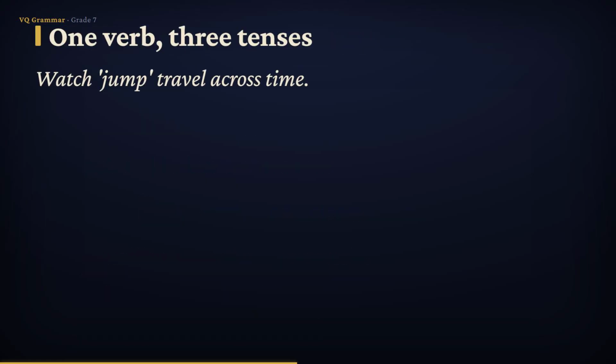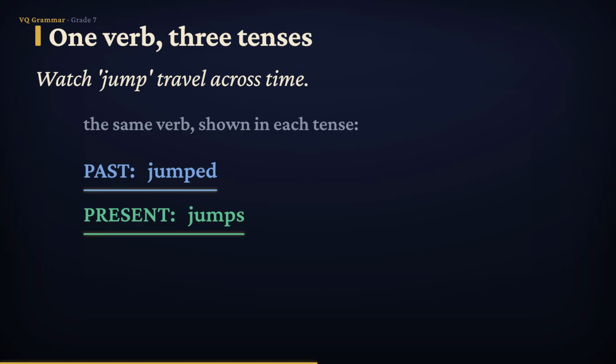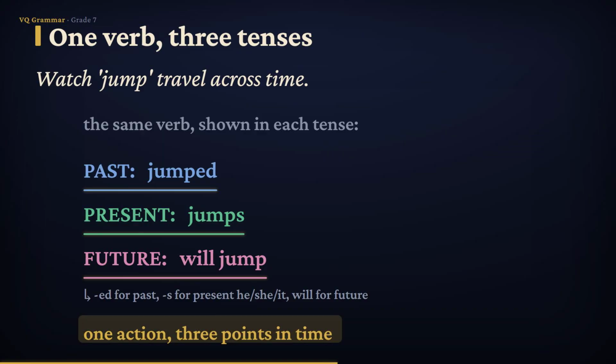Let's put it all together with one verb traveling through time. Take the verb jump. In the past, it becomes jumped with that ed ending. In the present, for he, she, or it becomes jumps with the s ending. And in the future, it becomes will jump with will out front. Same action, jumping, shown at 3 different points in time. That's the heart of tense.